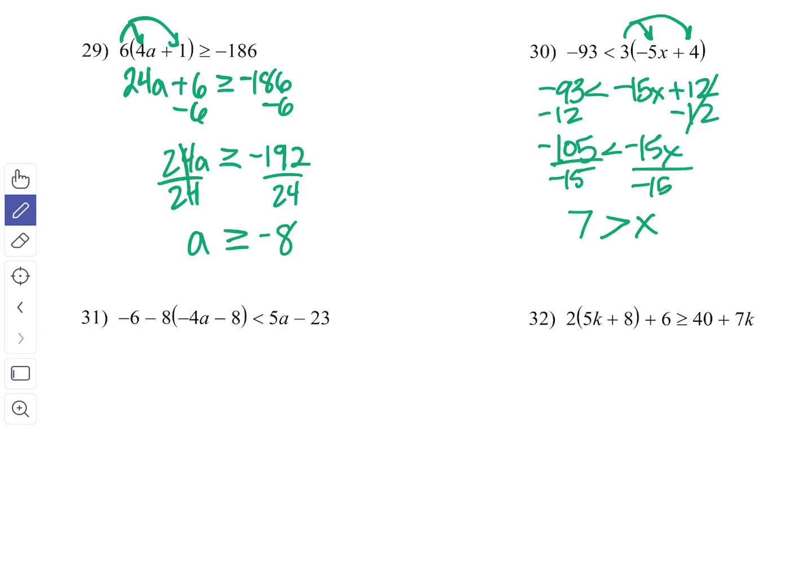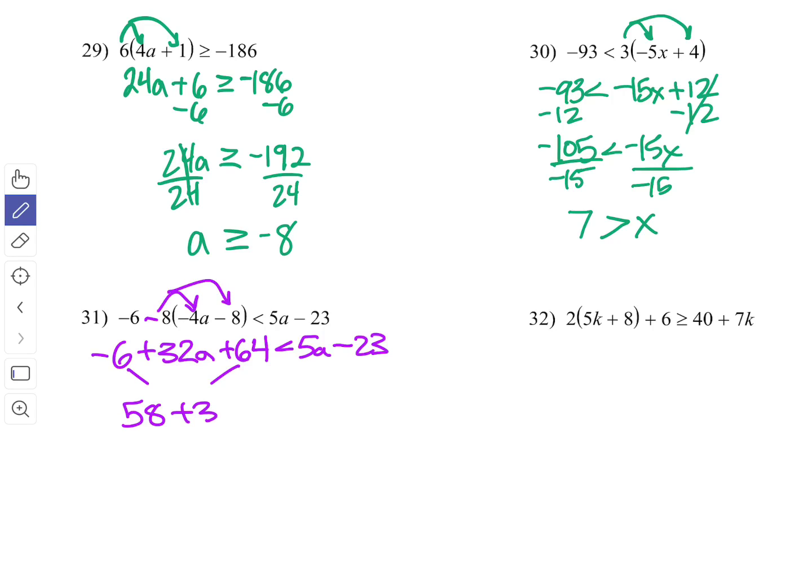Next group. So, again, we distribute. Negative 6. Now that negative stays with the 8, so negative 8 times negative 4 would be a positive 32a. Negative 8 times negative 8 would be a positive 64, is less than 5a minus 23. Now we combine some like terms. 64 minus 6 would be 58 plus 32a is less than 5a minus 23.